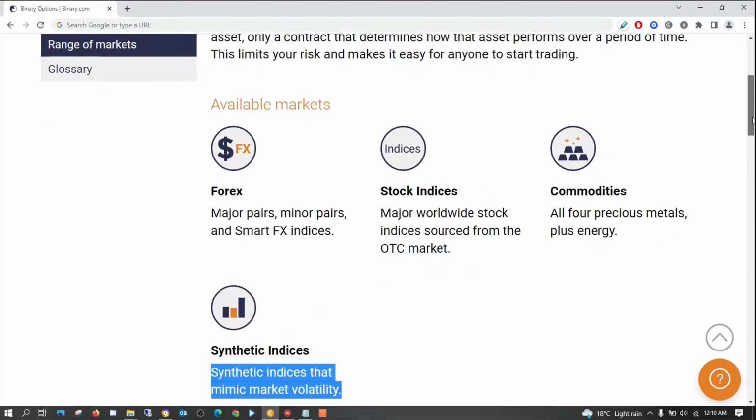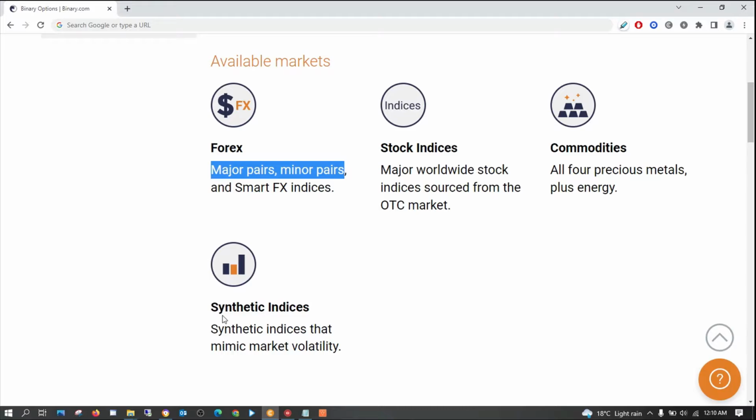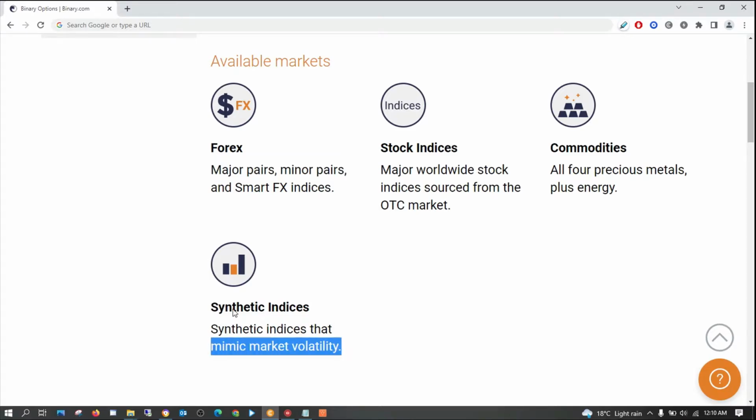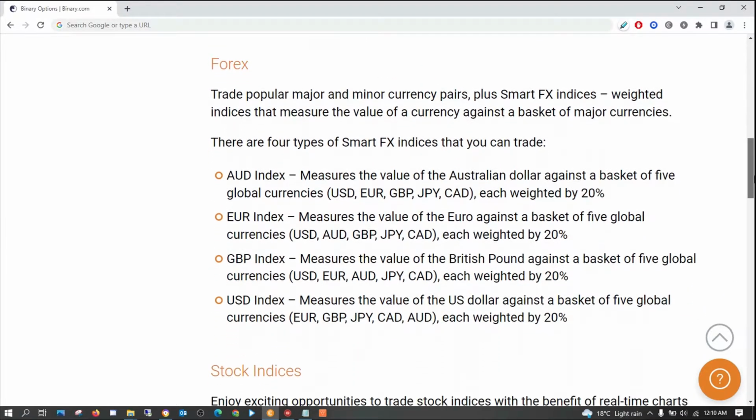On this channel we are looking at the forex markets and the synthetic indices that mimic the market volatility. So that is what we'll discuss on this channel. Mostly we will not touch stock indices or even the commodities, but mostly forex and synthetic indices. Now, with forex, what is forex?